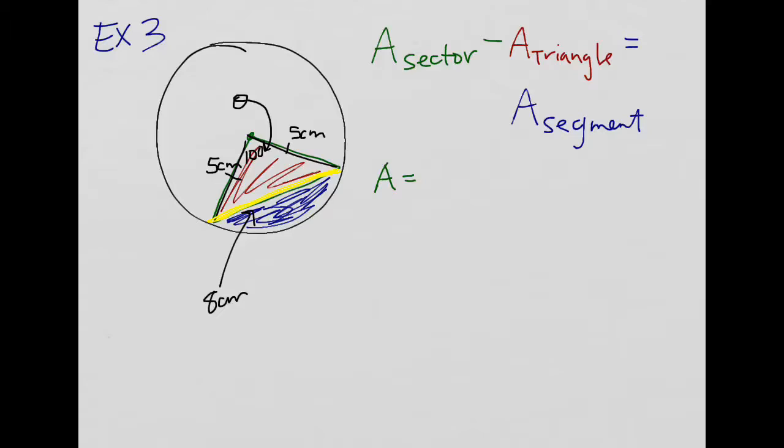Okay, so for my sector, I need to take the theta divided by 360, multiply by pi, and by r squared. So in this case, I'm going to have 100 over 360 times pi times 5 squared. Start with 5 squared. I'm going to get 25 times pi. I guess I'm putting these in different order. Commutative property says you can do that. And I would get 10 over 36 if I simplified that.